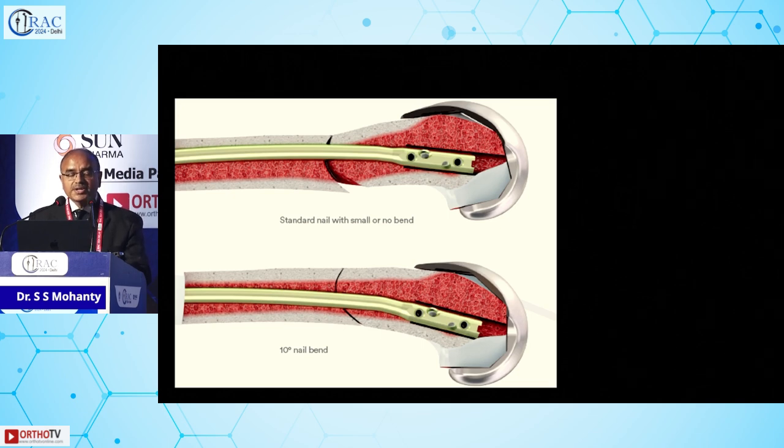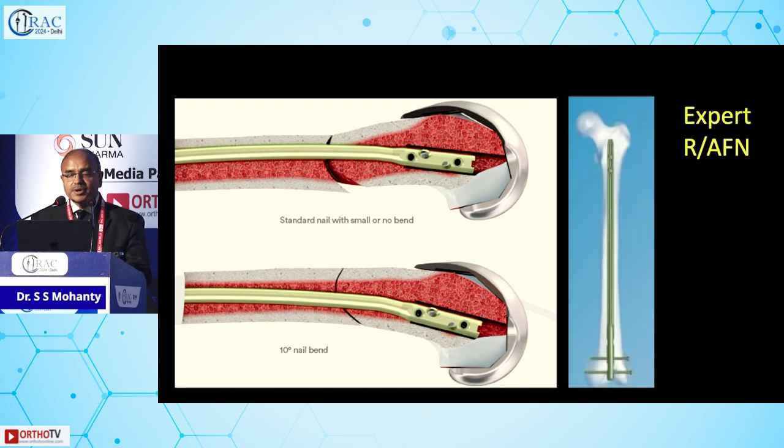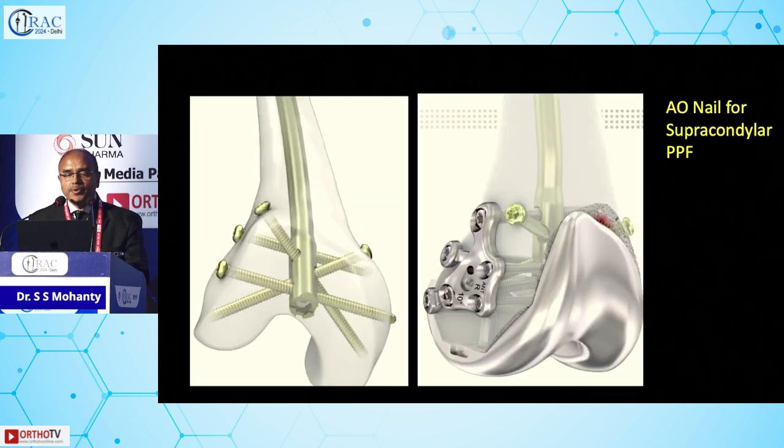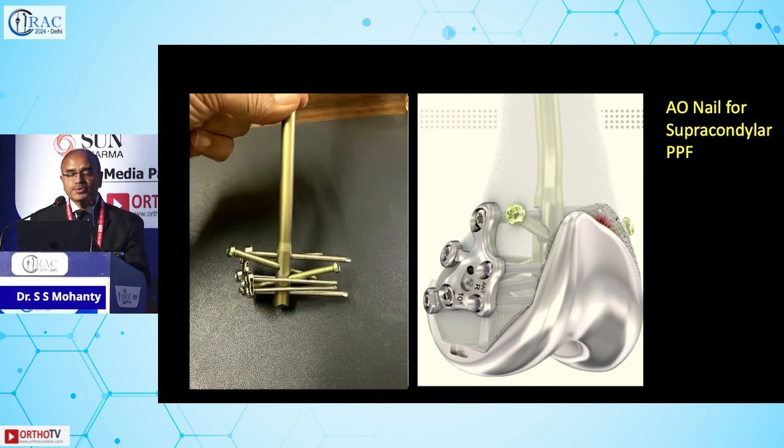Now AO has come out with different types of nails which are especially for periprosthetic supracondylar fractures. They are the expert retrograde or antegrade femoral nails, which have a 10 degree anterior nail bend to help match the anterior femoral bow. There is also the AO nail for supracondylar periprosthetic fracture, where there is the option of putting multiple screws. So in case there is metaphyseal comminution or osteoporosis, these screws will have a better hold.